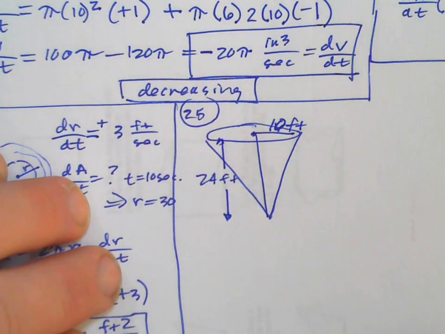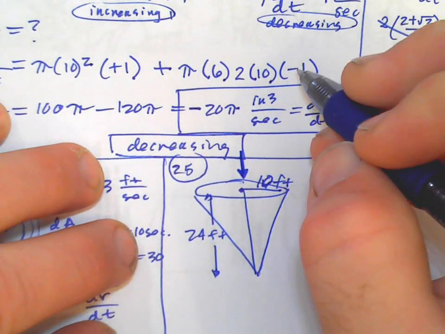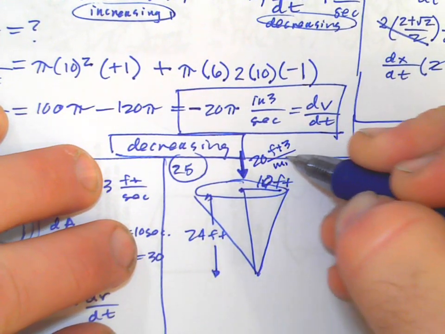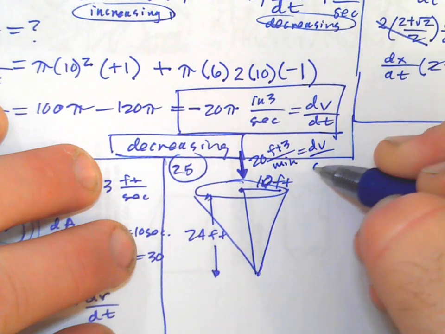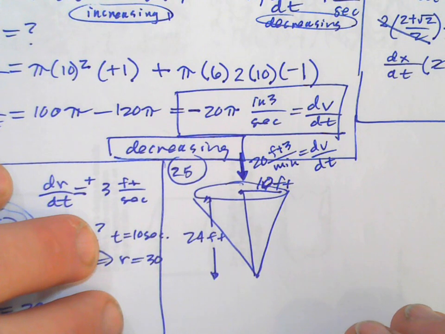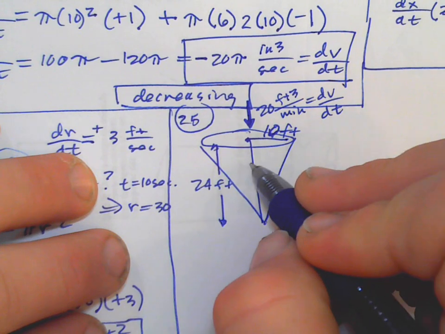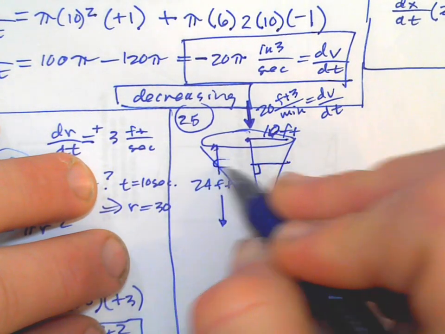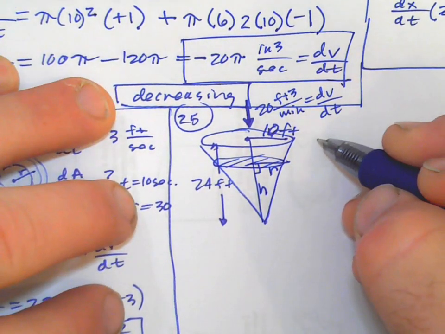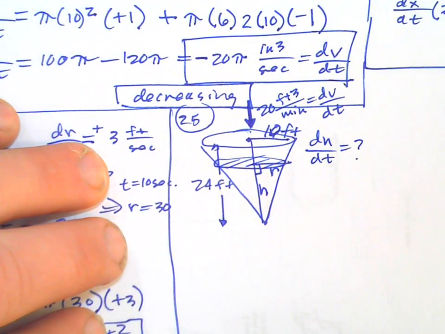It says if water flows into the tank, so I like to draw a little arrow right here, into the tank at 20 cubic feet per minute. Now, right away, you should think, oh, that's dV/dt. They're giving you the rate of change of volume. It's a three-dimensional amount. How fast is the depth of the water increasing? The depth is like the height. So you could think there's a certain amount of fluid in it, and there's a height and a radius. So we're looking for dh/dt. Now, it should be negative, right?